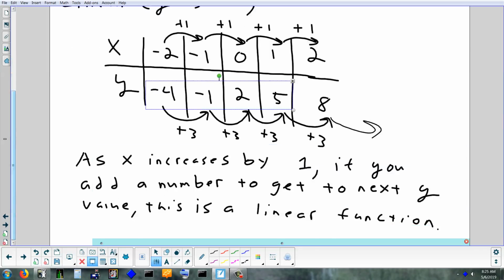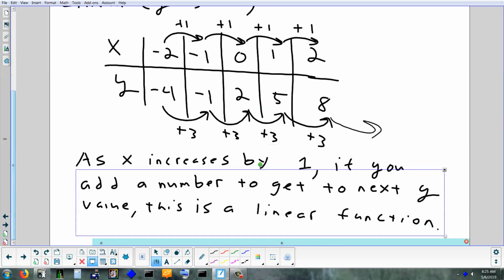And that's basically what I'm saying right here. As your x's go up by 1, plus 1, plus 1, plus 1, your y values, you're adding a number to get to the next y value. If you add a number, that's called a linear function.